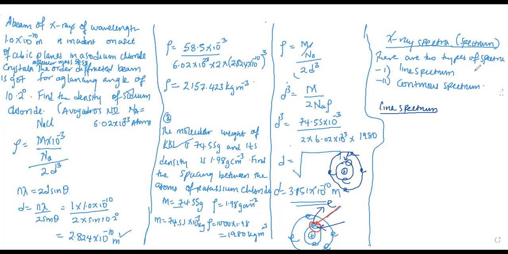In that way, when electrons make a transition from one orbit or energy level to another, it emits energy. That is why we say the line spectrum is a result of electron transition. When electrons transit from one energy level to another, they emit energy. The energy they emit forms spectral lines, and those spectral lines correspond to the line spectrum. So that is how the line spectrum is produced.